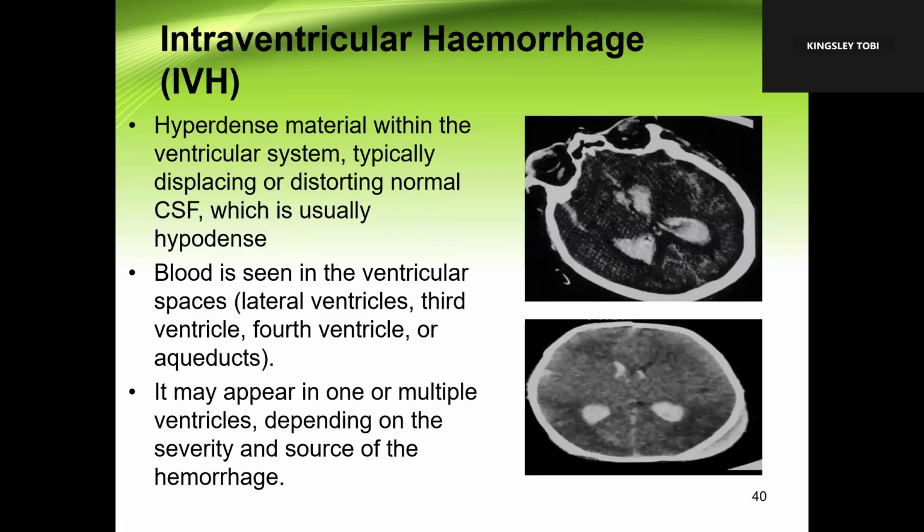So let's look at intraventricular hemorrhage. All right, I even still have a patient in ICU with intraventricular hemorrhage as we speak. So you look at the ventricular system and you see a hyperdense lesion here. They appear in one or multiple ventricles depending on the severity and the source. Sometimes you can see blood in both lateral ventricles, the third and the fourth ventricle. So this distorts normal CSF flow. CSF is normally hypodense, and this patient may present with features of intracranial hypertension.